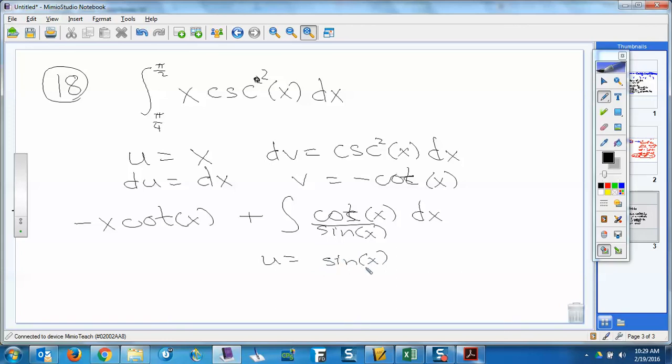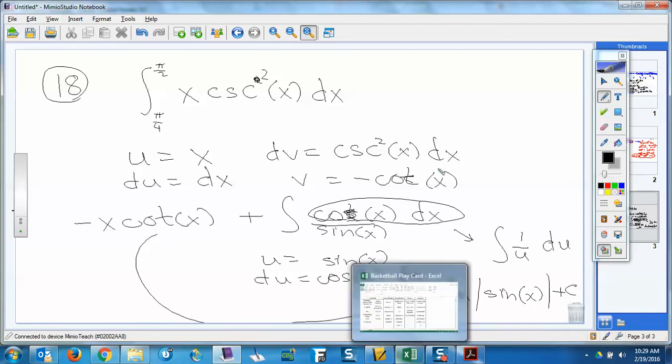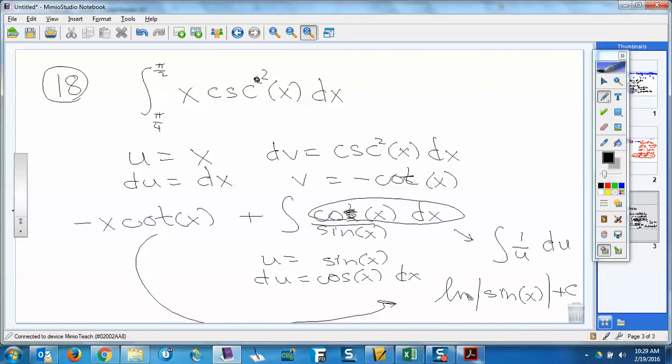Sine of x, because the du would be cosine of x dx, which is sitting right there, right? That is sitting right there, which is what we want. So that integral would turn into, so the cosine, that's du now, and the sine, that's 1 over u. And so that's ln of u, which u is sine, so it's ln of sine plus c. And then don't forget this stuff over here. Bring that in front too. So you'd have negative x cotangent x plus ln sine x.